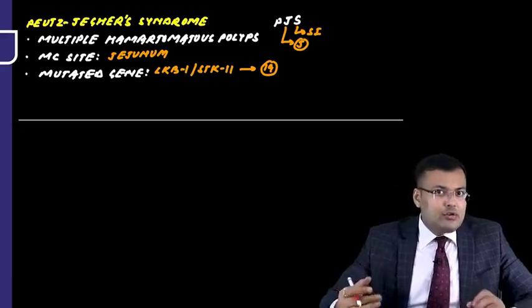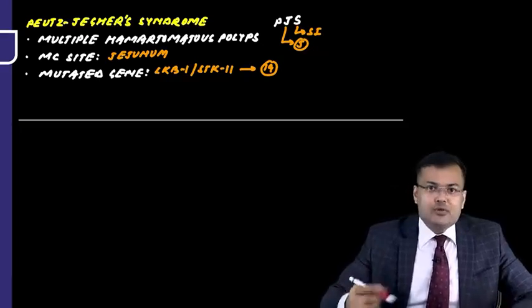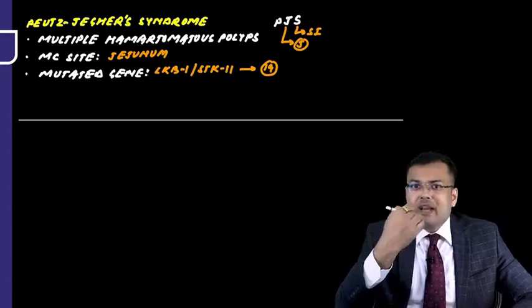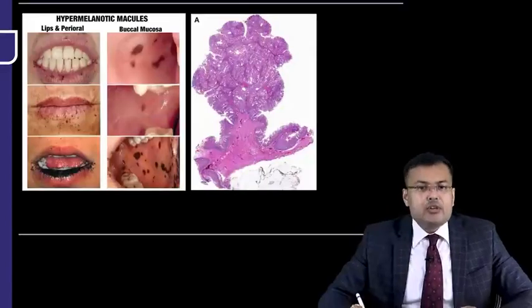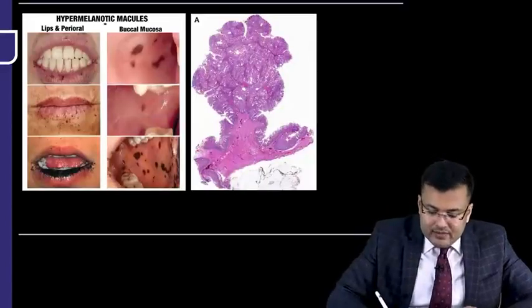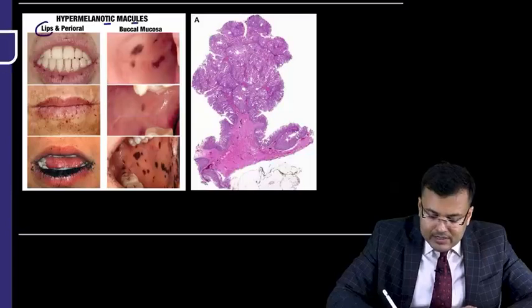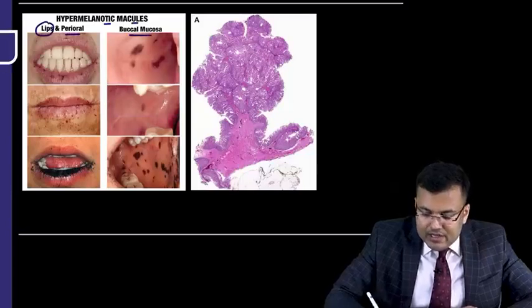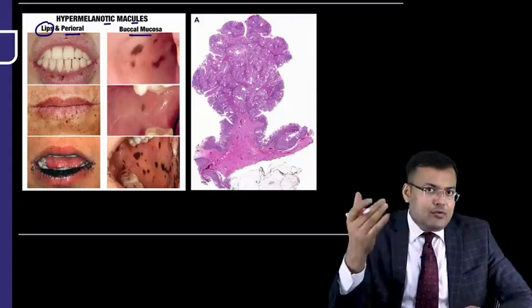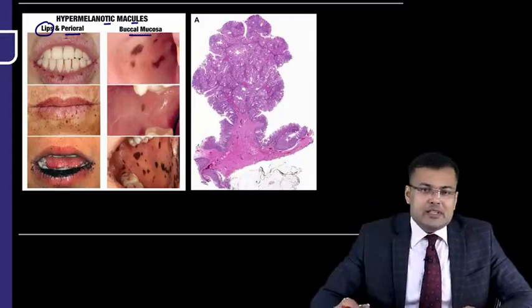From a distance also you can make the diagnosis of Peutz-Jeghers syndrome. Why? Because patients have hypermelanotic macules. In the image you can see the presence of hypermelanotic macules. They are present over the lips, perioral region, and buccal mucosa. And if you go for the histology, what kind of polyp is there?